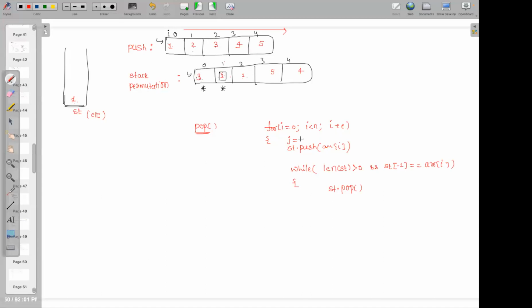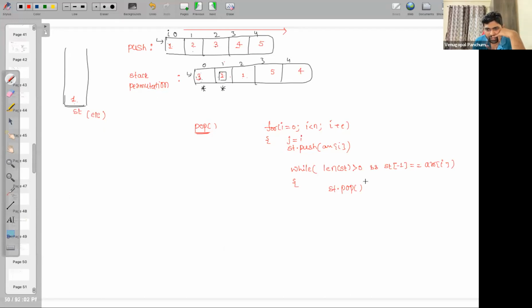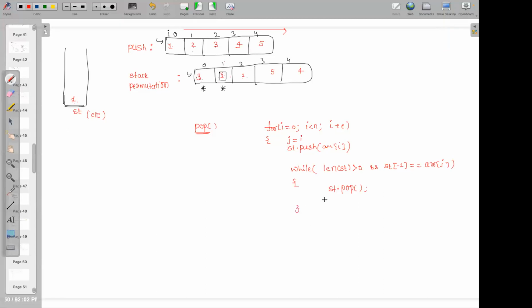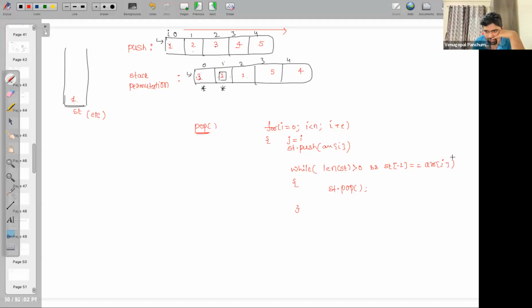0, sir. 0 or i? What should I write? I, sir. Sorry, i starts at 0 also. Let me write i. So here I'll be comparing with j, and I'll pop it. Is it enough? No, sir. Also compare in the while loop: j is less than n. You need to write one more condition.